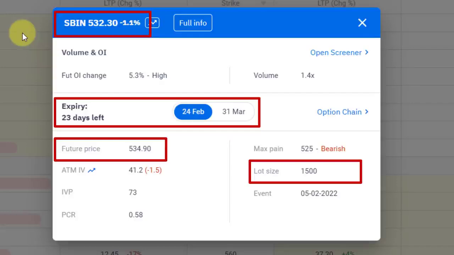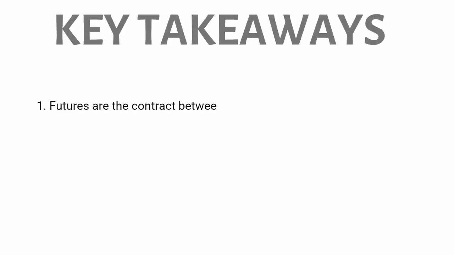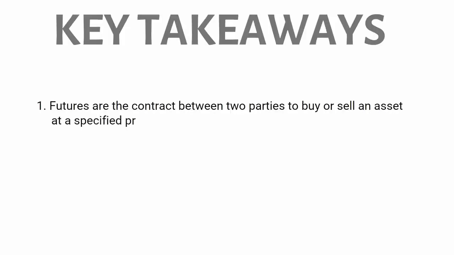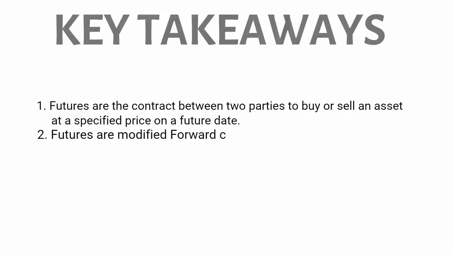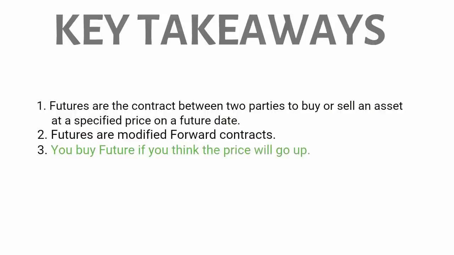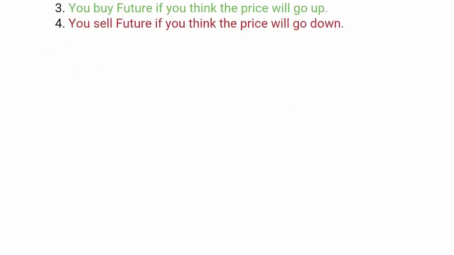Finally, let's see some key takeaways from this episode. Number 1. Futures are a contract between two parties to buy or sell any asset at a specific price on a future date. Number 2. Futures are a modified form of forward contracts. Number 3. You buy a futures contract if you think the price will go up. Number 4. You sell the futures contract if you think the price will go down.